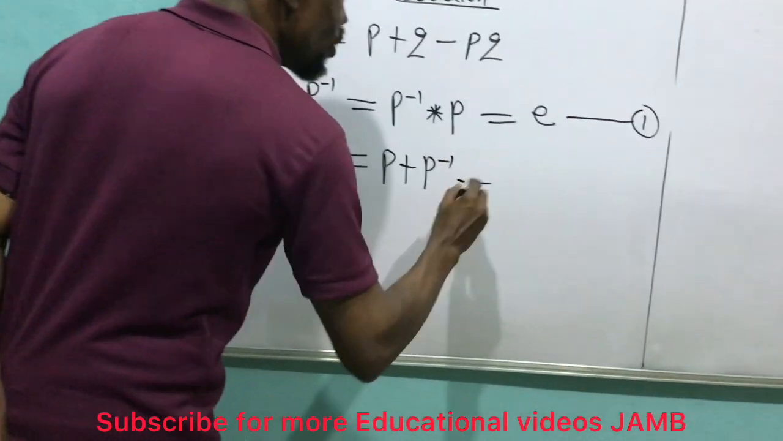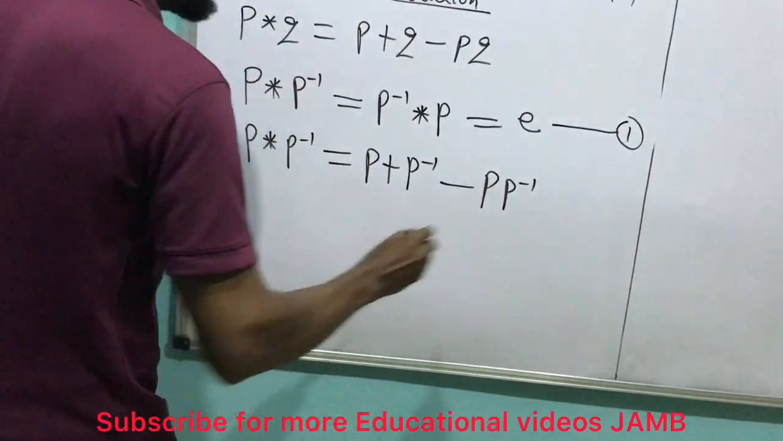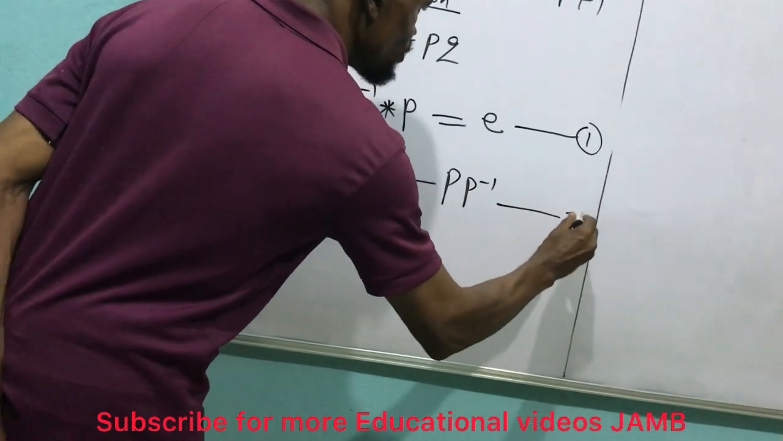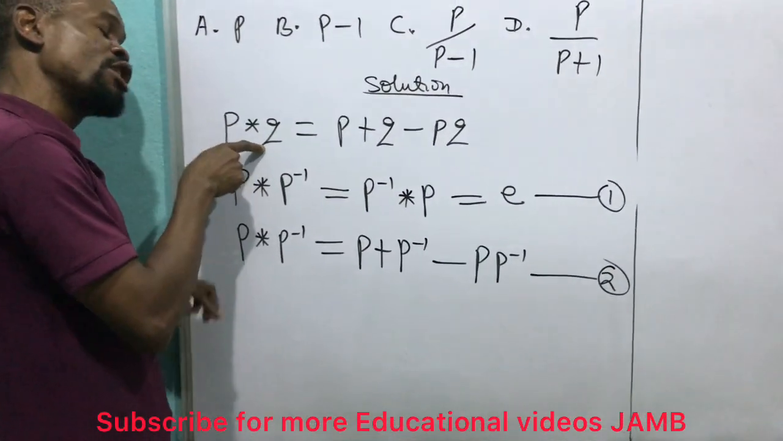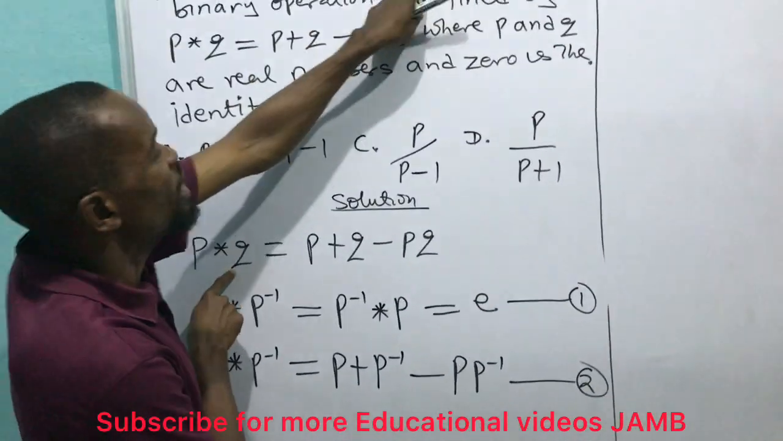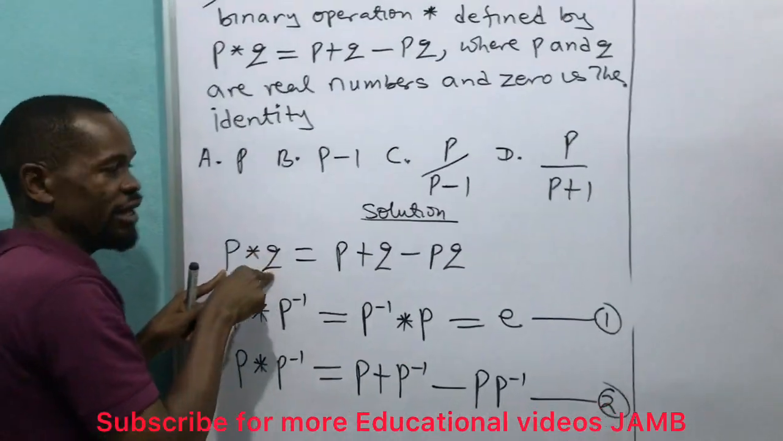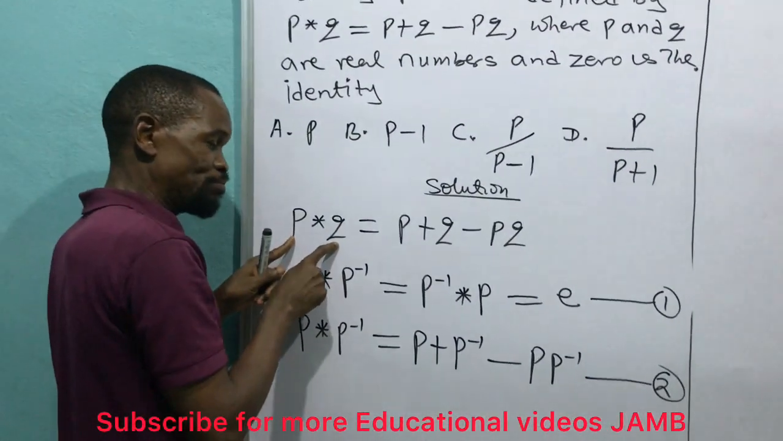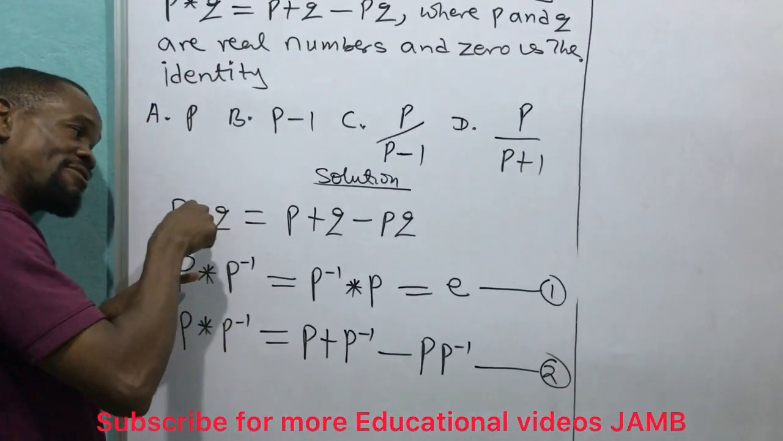Then minus what happened here, P times P inverse, and this gives me equation 2. Are you getting what I'm talking about? The first thing I did, I removed the Q because what they asked me to get is P inverse. Look at the P inverse of P. I will now remove the Q and put the inverse of P here, which is P raised to the power minus 1, the inverse of P.